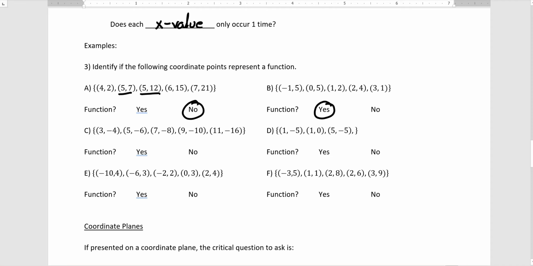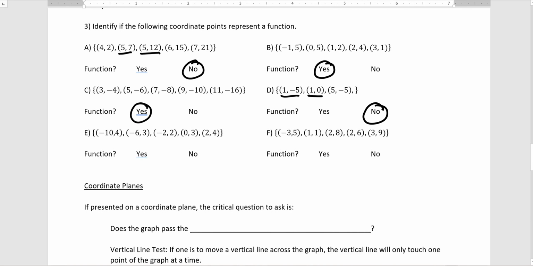All right, let's see what we got here. Looking at letter C, I got (3, -4), (5, -6), (7, -8), (9, -10), (11, -16). Is that a function? Yes, indeed. Each x value only occurs once. Looking at letter D, (1, -5), (1, 0), (5, -5). Is that a function? No way, because of (1, -5) and (1, 0). We have multiple outputs for the same input.